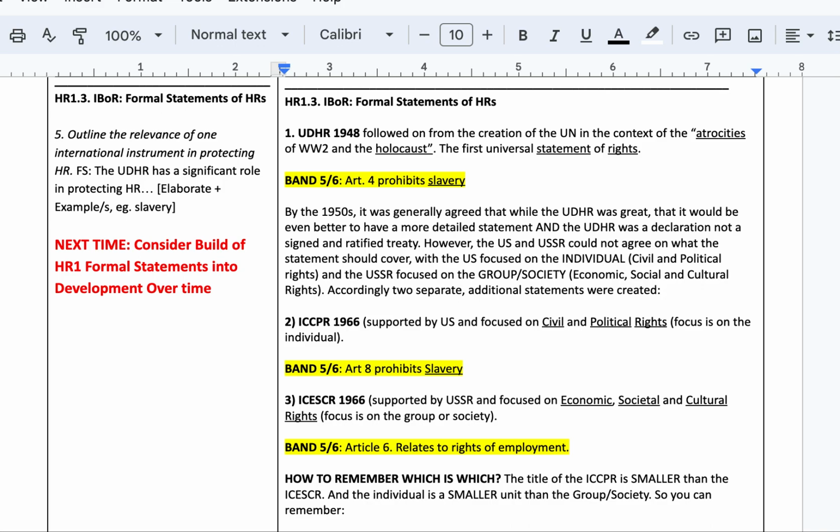For band 5 or 6, you want to remember Article 4 prohibits slavery. Why? Because you can use that article. If you get a question on slavery, or you get a question on one human right and you use slavery, you can remember Article 4.